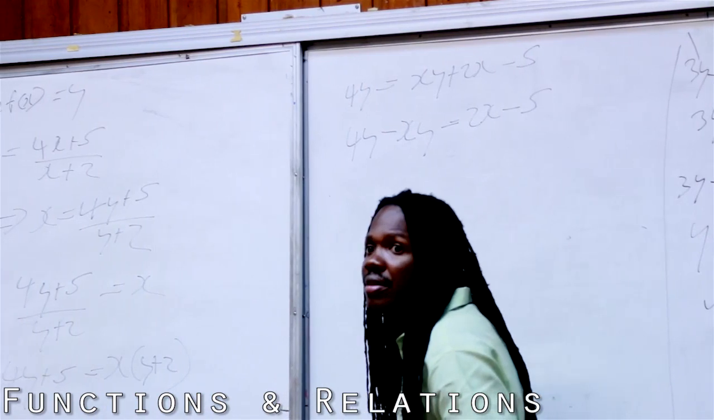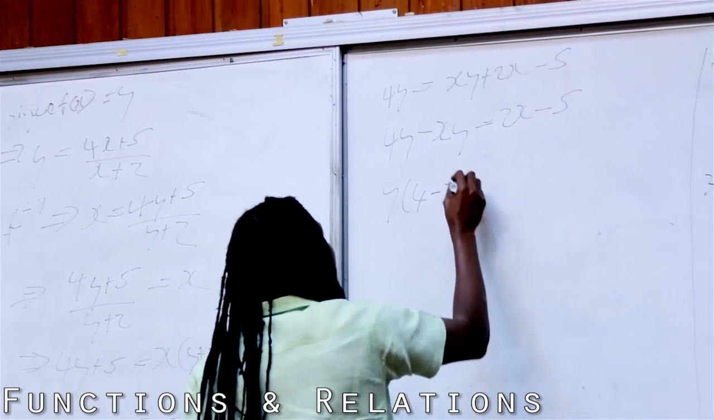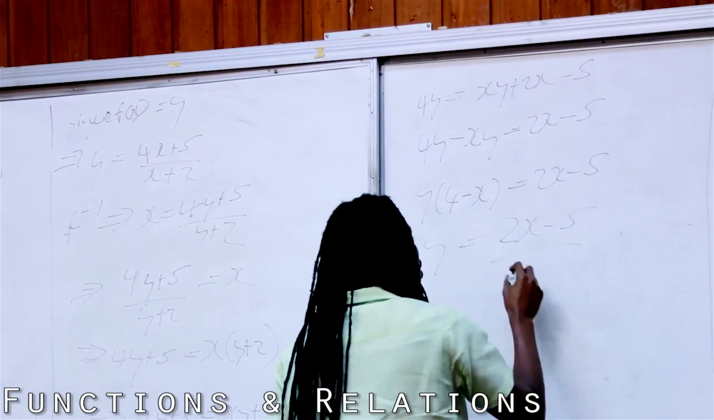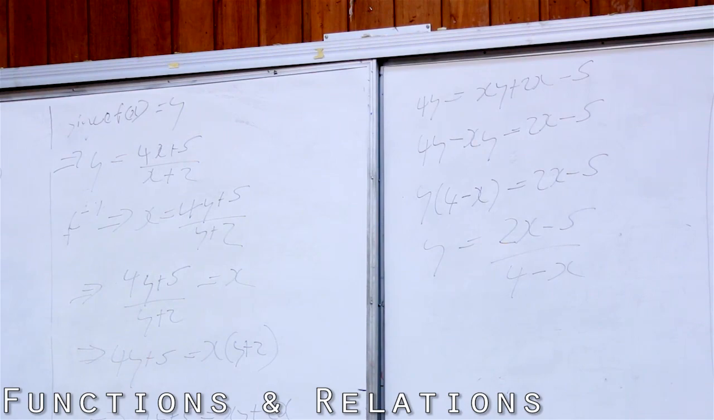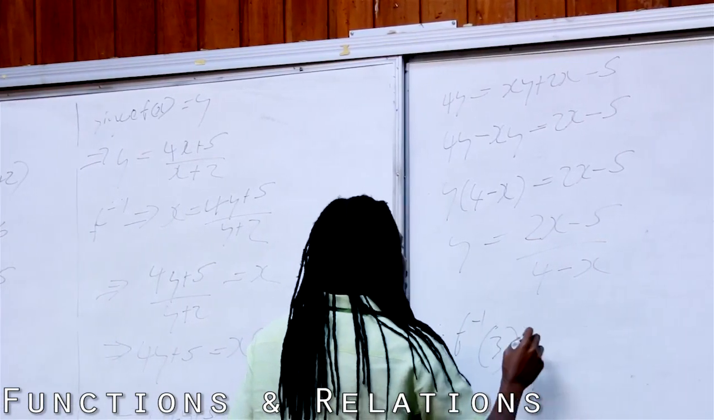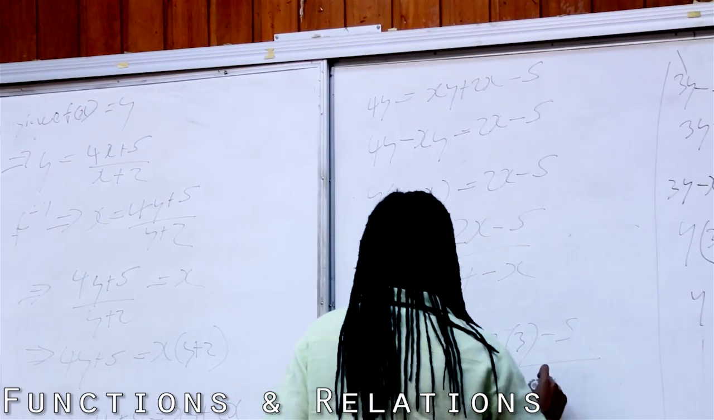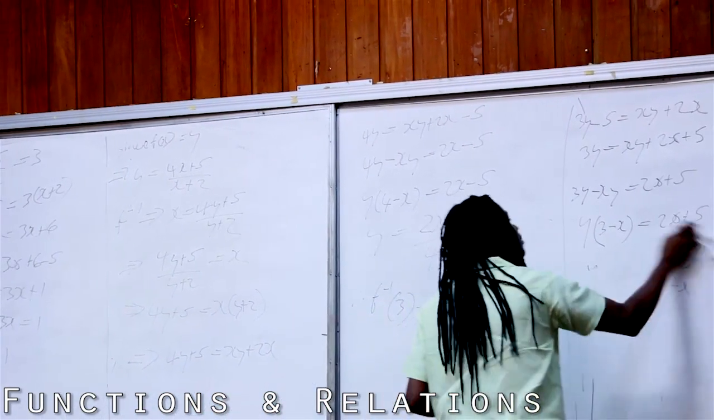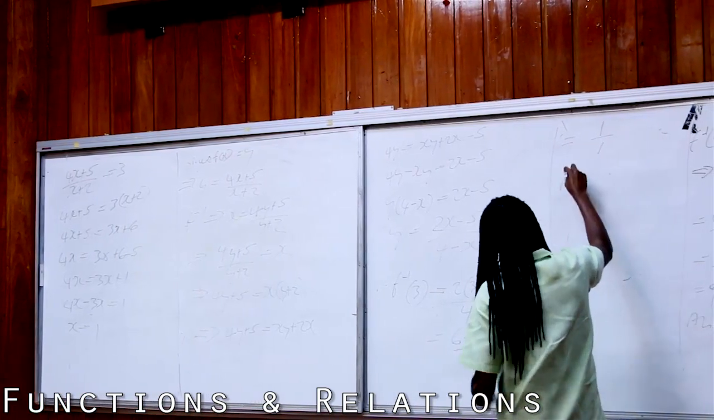What are we going to do here? Forget y. Factorize. So y bracket 4 minus x equals 2x minus 5. y equals 2x minus 5 over 4 minus x. What do they say that the function equals to? It equals 3, don't they? So then you're going to find f inverse 3. Therefore, f inverse 3 equals 2 bracket 3 minus 5 over 4 minus bracket 3, equals 6 minus 5 over 4 minus 3, equals 1 over 1. Answer equals 1.